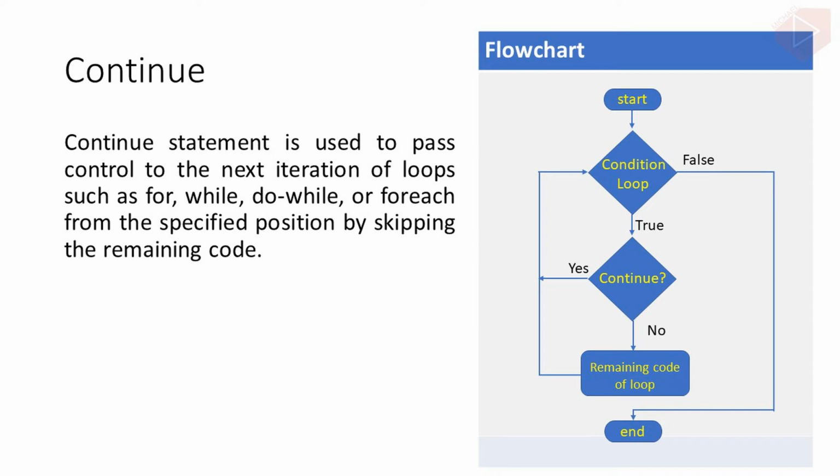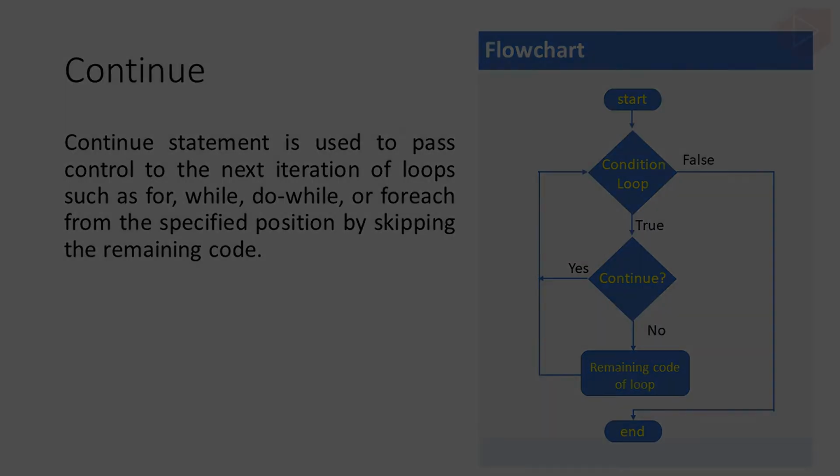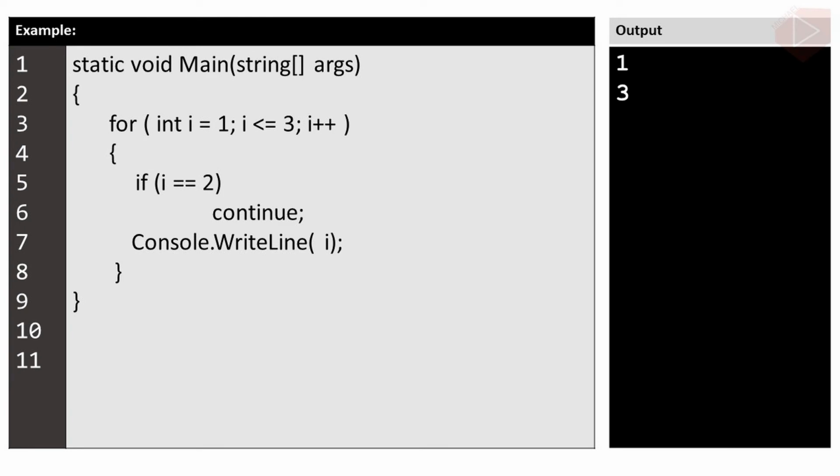Continue statement is used to pass control to the next iteration of loops such as for, while, do while, or for each from the specified position by skipping the remaining code. Here is an example code that uses a continue statement.